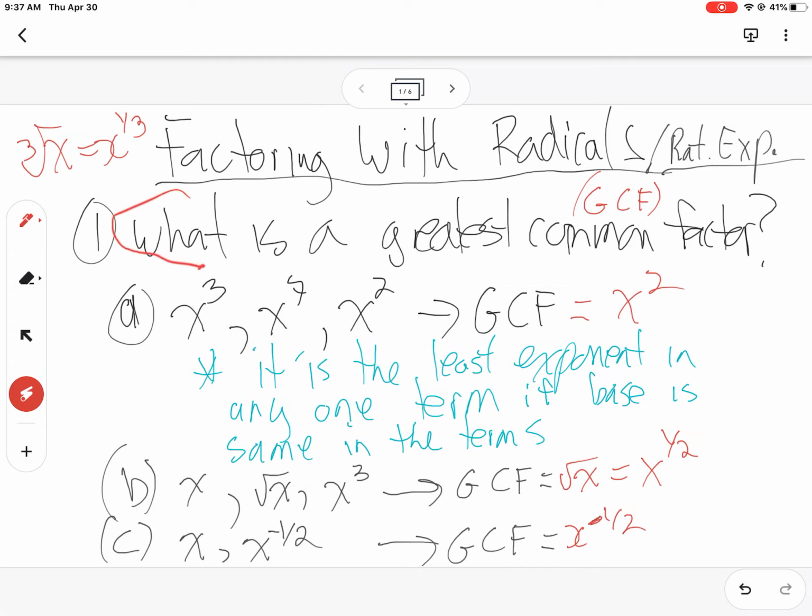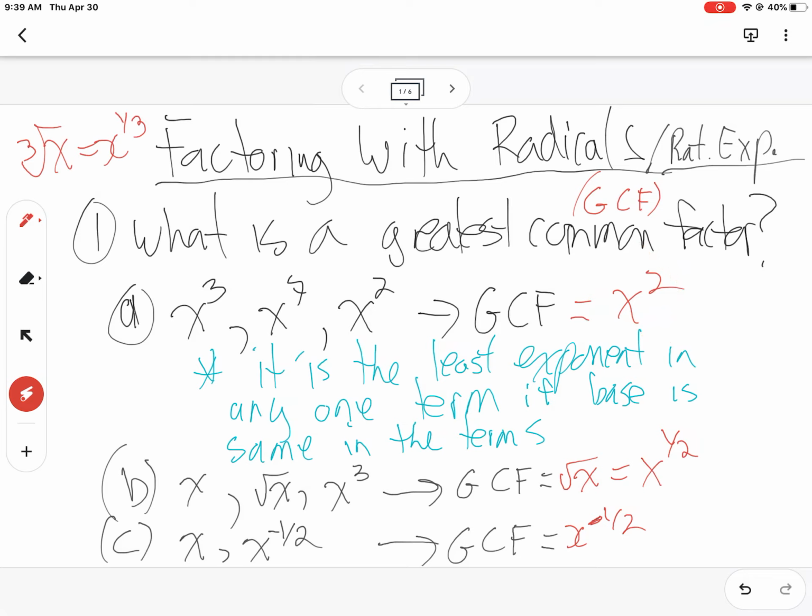So greatest common factor. Let's go back to grade 10. Here's a group of terms: x cubed, x to the 7th, x squared. What's the greatest common factor? So x to the 7th is not common with x cubed, but what it really is, it's what goes into, what divides in common. So x squared can divide into x cubed, x squared can divide into x to the 7th, and x squared can divide into itself. So the greatest common factor is actually x squared, okay, x squared.